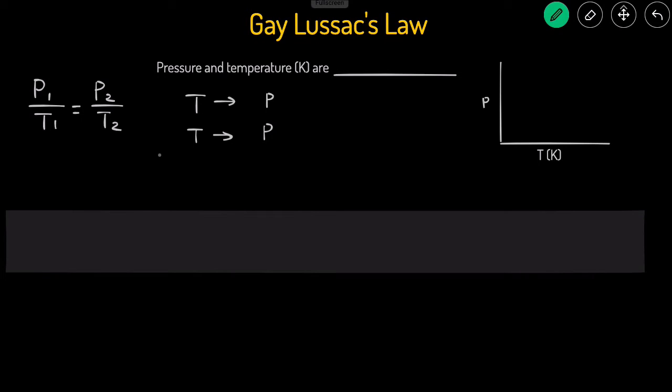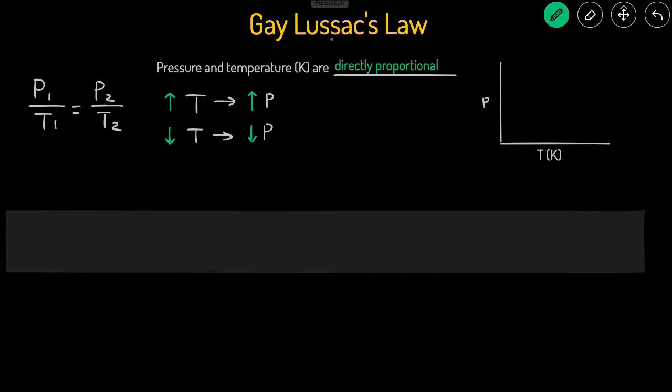In this video, we'll be going over Gay-Lussac's law, which states that the pressure of the gas and the temperature of the gas in degrees Kelvin are directly proportional. That just means that they move in the same direction. So that means if the temperature were to increase, then the pressure of the gas will increase. And if the temperature of the gas decreases, the pressure of the gas will decrease. So they move in the same direction.